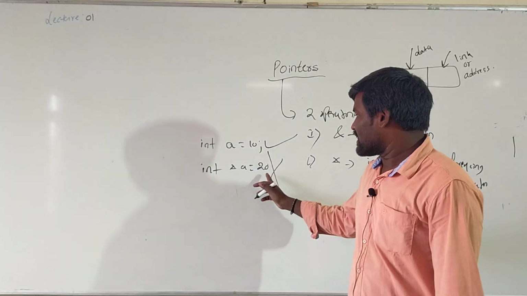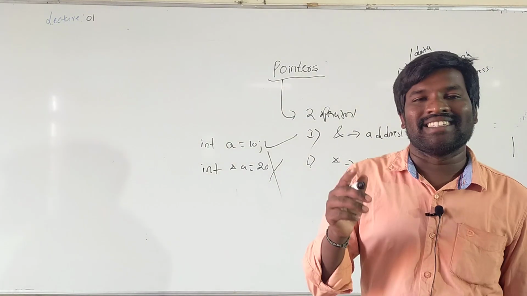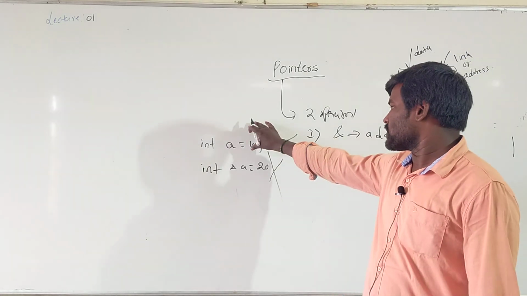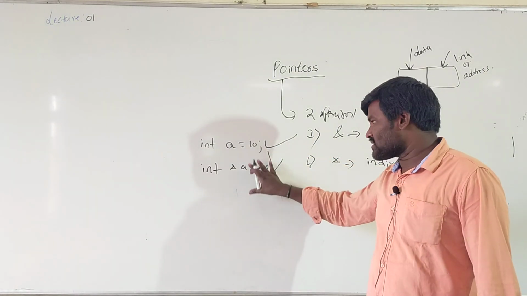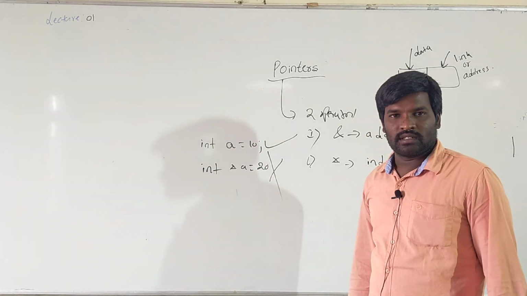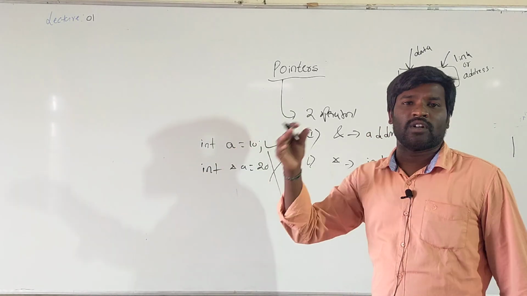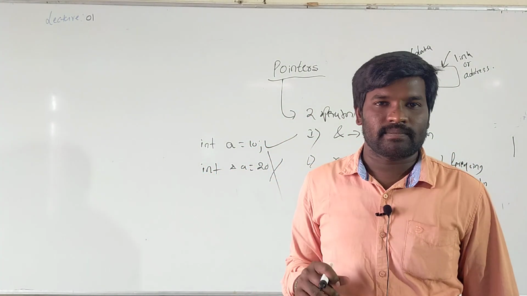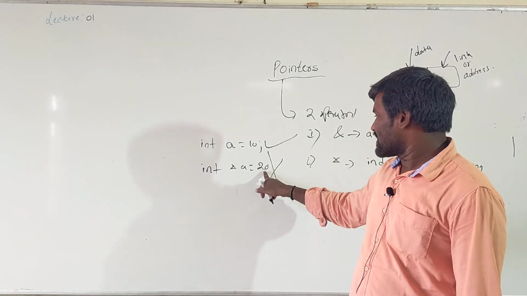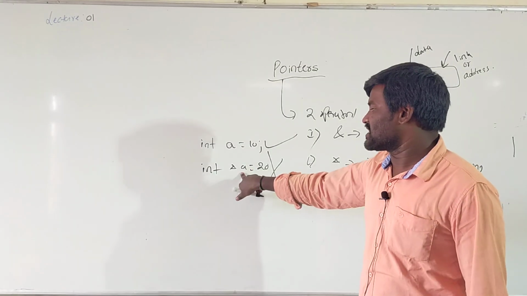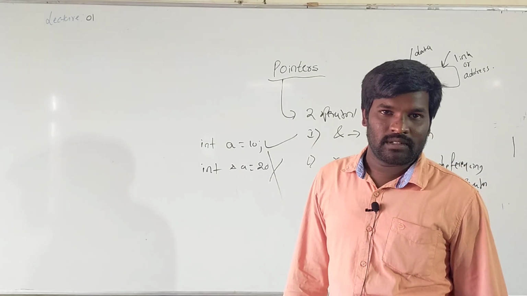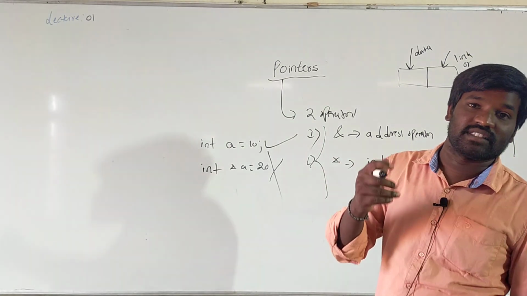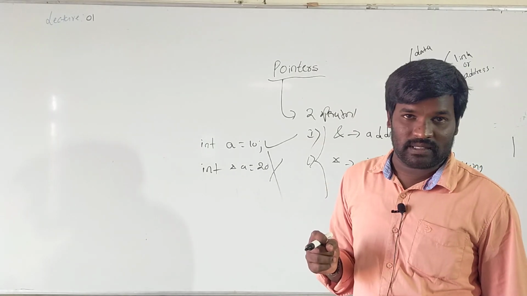Because directly we cannot initialize the pointer variables. With the help of a normal variable, we can assign the values to the pointers. Here int a is equal to 10 or int a is equal to 20, 30, 40 like that. So that is completely valid. But directly we cannot initialize the values to the pointer variable, because with the help of these two operators, we can access the values of the other variables.